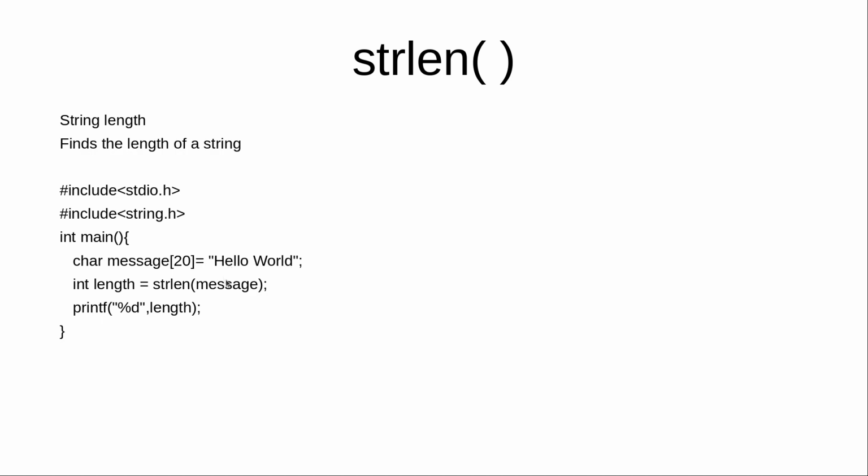So let's count what the length is. Hello world: 1 2 3 4 5 6 7 8 9 10 11. So there are 11 characters in this text. In this string, which is stored inside the variable called message, we have 11 characters. So 11 is the number of characters, and that gets printed out.